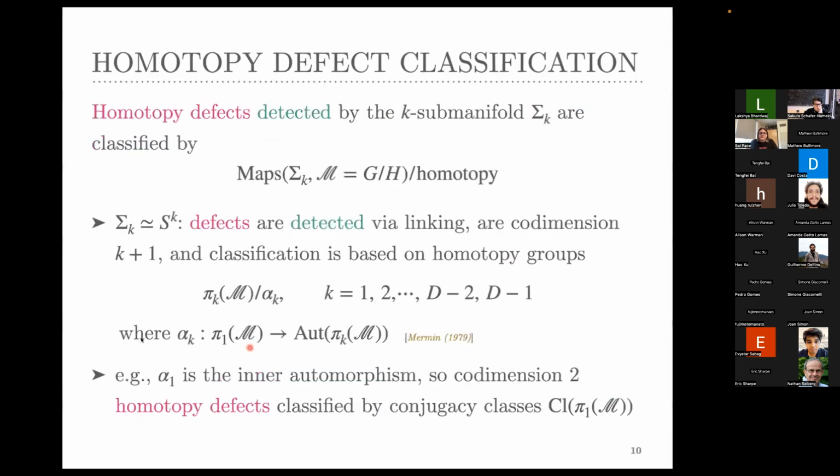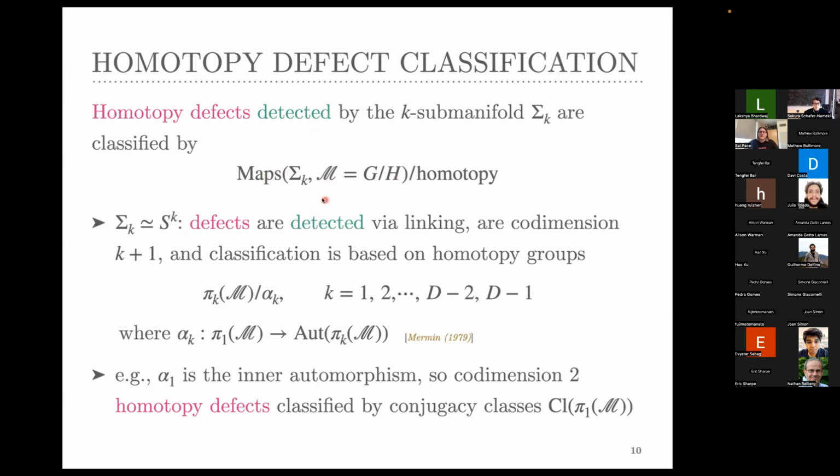Okay, good. So an important part of the story will be understanding how these homotopy defects are classified. And because they're characterized by the topology of M, they'll be classified by some topological properties of M as well. So suppose we have some homotopy defect, and it's detected by some k-submanifold sigma k. All the homotopy defects that could be detected by this k-submanifold are classified by looking at the maps from sigma k to the order parameter manifold.